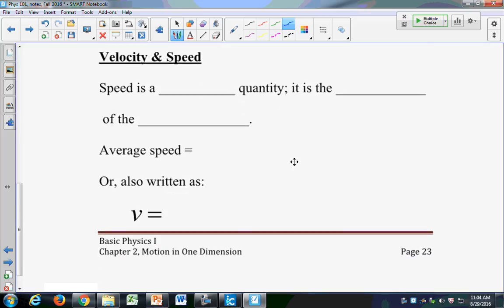Right. Okay, so velocity and speed. We said this, but let's just put it in words. Speed is a scalar quantity. It is the magnitude of the velocity.